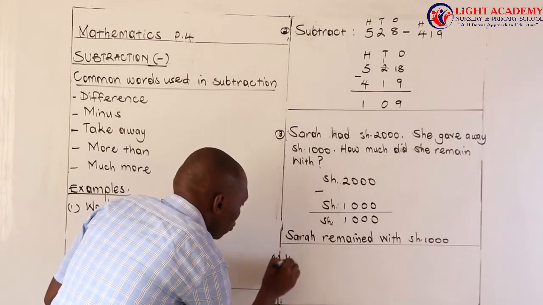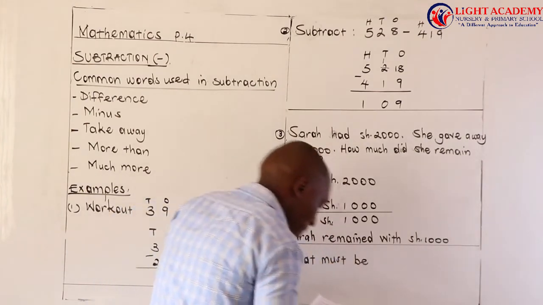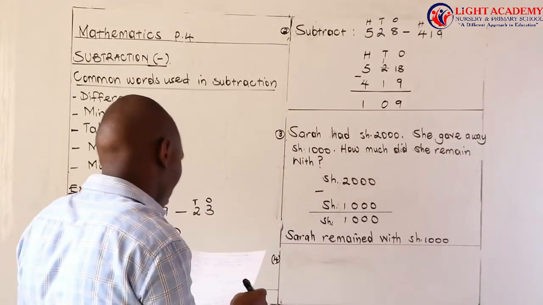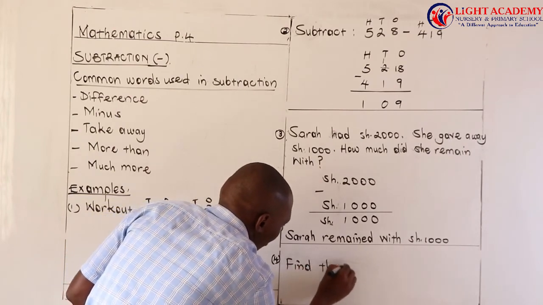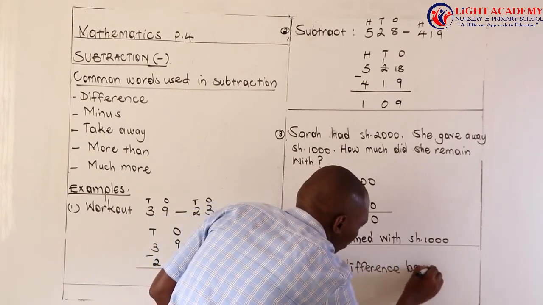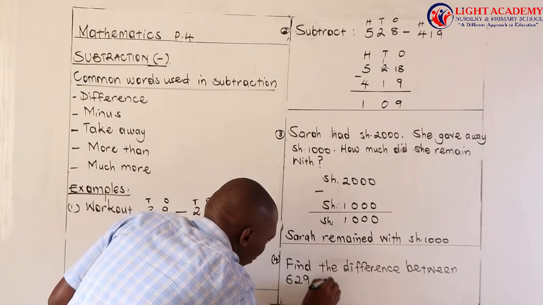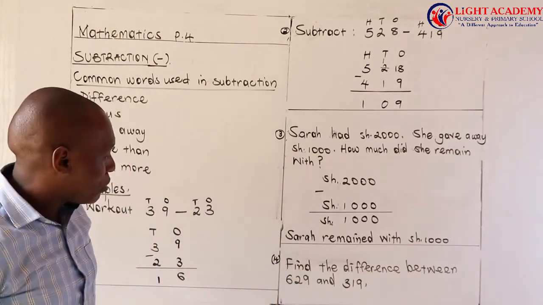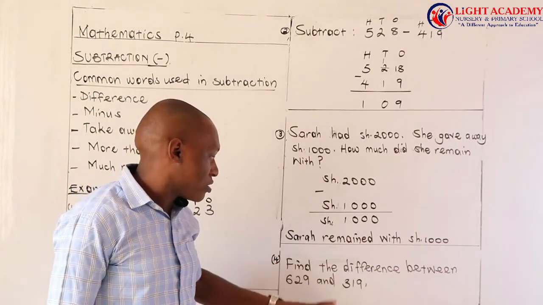The question says, what must be, I can give another question. Let me give another one. They can say, find the difference between 629 and 319. So I think when we read this question talking about difference, we can be able to tell that what is required of us in this question is subtraction.